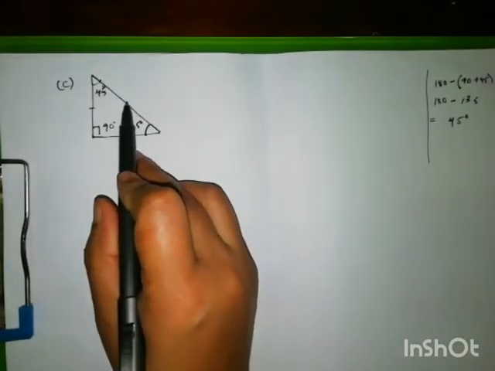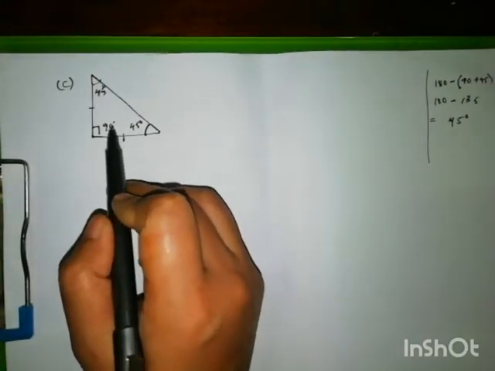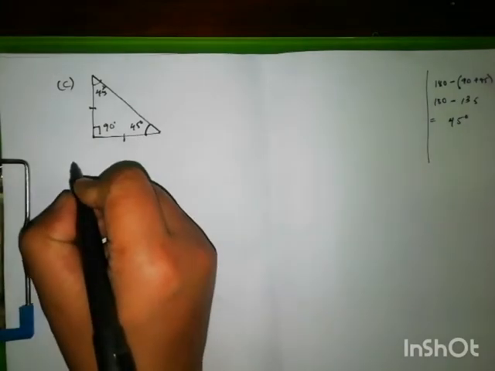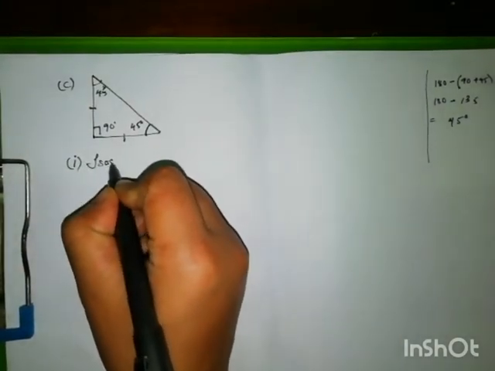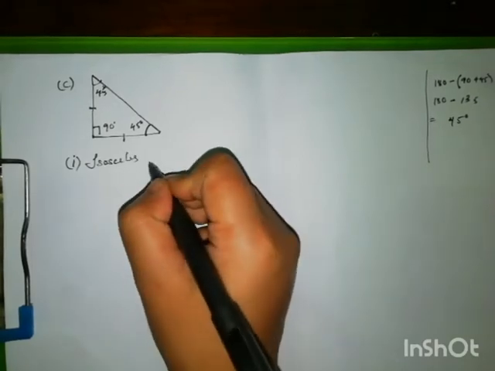Opposite sides are equal, so we have an isosceles triangle again. Sub number 1, your answer is isosceles triangle.